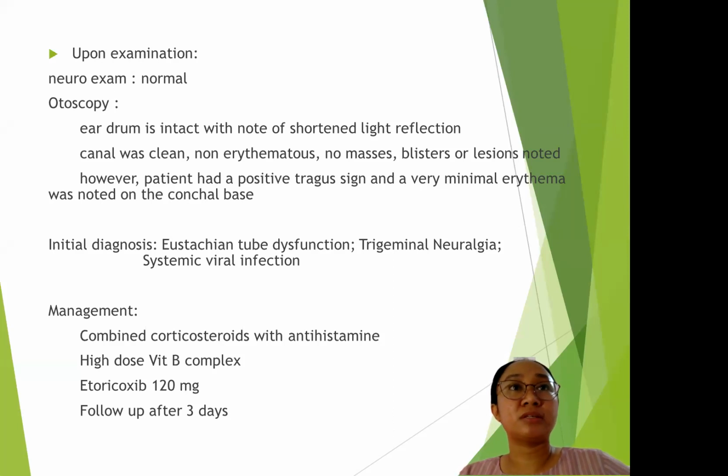My initial diagnosis at the time was eustachian tube dysfunction, trigeminal neuralgia with systemic viral infection. She was given combined corticosteroids with antihistamine, high-dose vitamin B complex, and etoricoxib 120 milligrams for pain, and then was advised to follow up after 3 days.